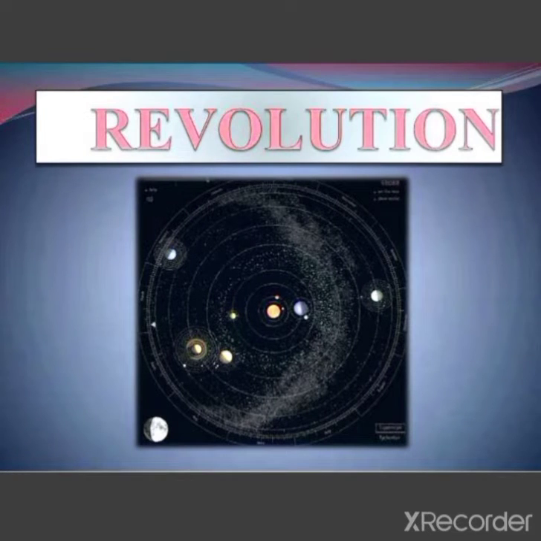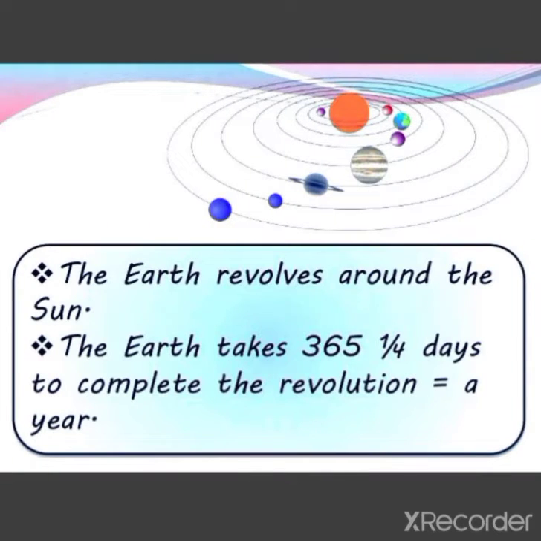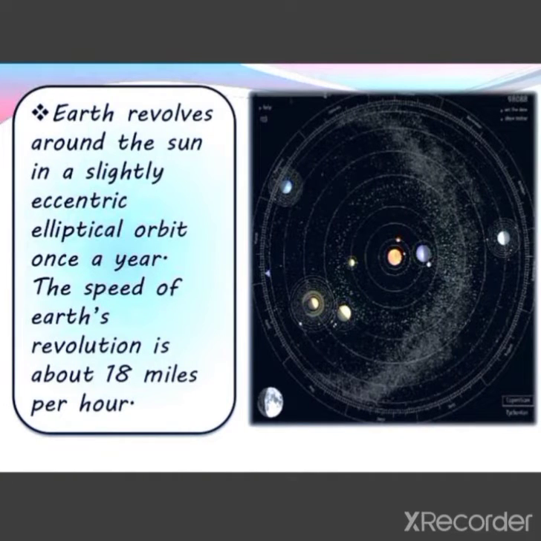Now we'll talk about the revolution. What is a revolution? The earth revolves around the sun, and the earth takes 365 and 1/4 days to complete the revolution in a year. What is 1/4 day? It means 365 days and 6 hours extra for completing one revolution. Earth revolves around the sun in a slightly eccentric elliptical orbit once a year. The speed of the Earth's revolution is about 18 miles per hour.